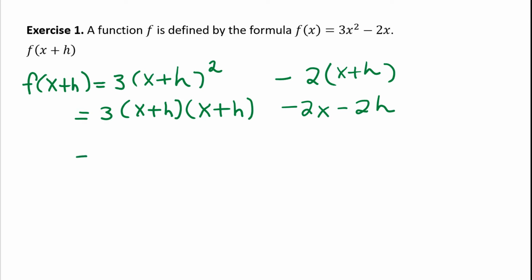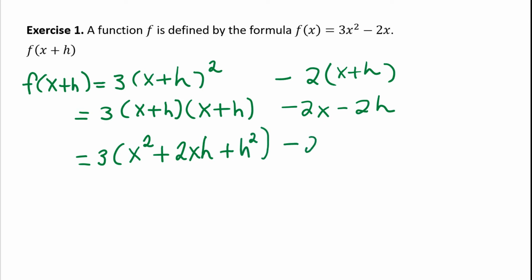Multiplying the x plus h times x plus h, we'd have 3 times, then x times x is x squared, plus the middle term would be 2xh, plus h times h is h squared. Let's go ahead and write minus 2x minus 2h.